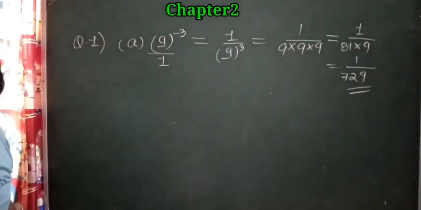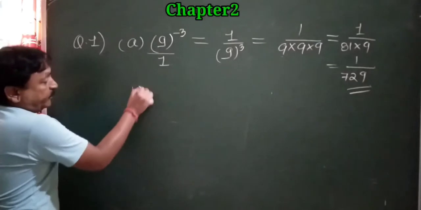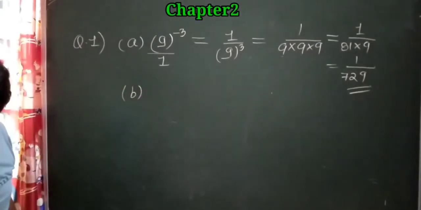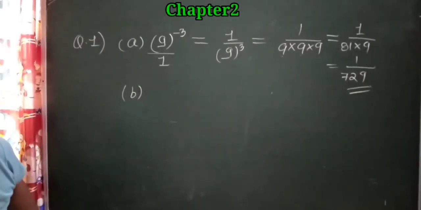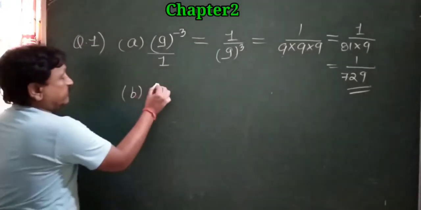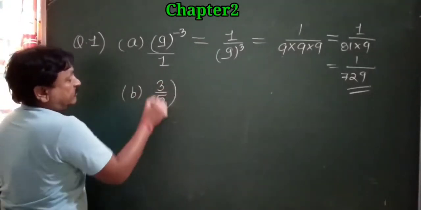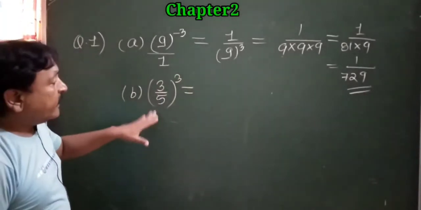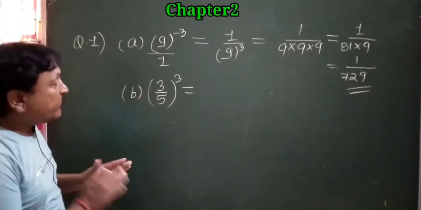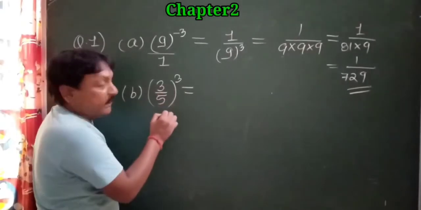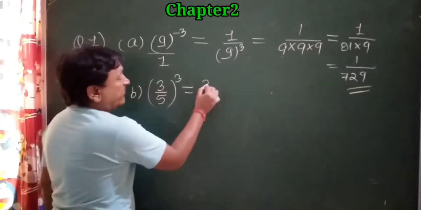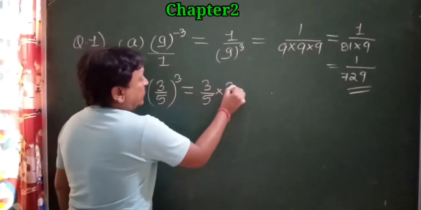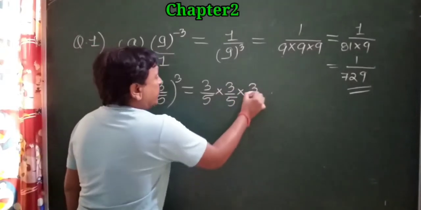Okay, see one more part. Part B. It is written 3 upon 5 raised to the power 3. Okay, so it is written in this form. First of all, we have to expand it. So it will be written how many times? 3 times: 3 upon 5 into 3 upon 5 into 3 upon 5.